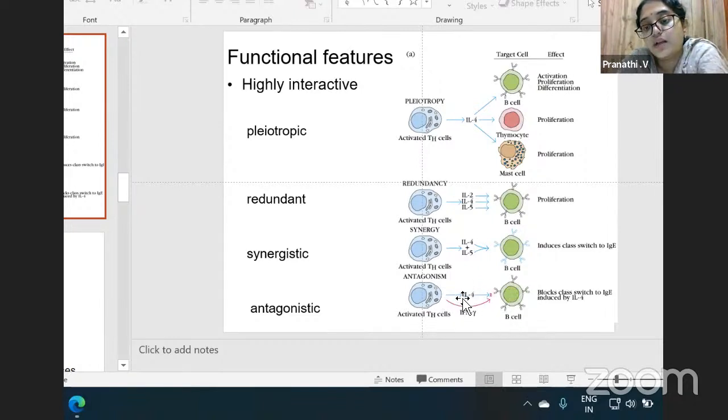So whenever interleukin 4 is acting on the B cell, it causes activation of proliferation and differentiation. But when will that proliferation stop? That is when IFN gamma, another cytokine, acts on interleukin 4, and this stops the activation of IL-4, so that proliferation of B lymphocytes or B cells stops. So this is all about the functional features of the cytokine families.